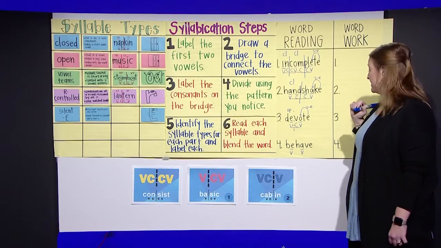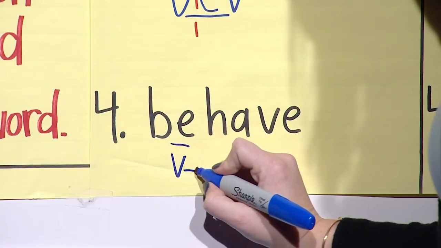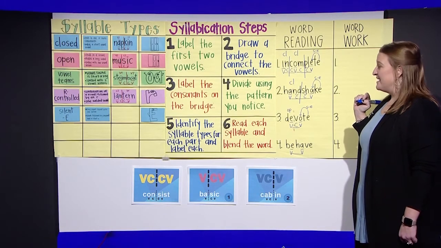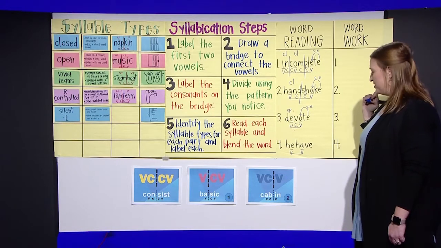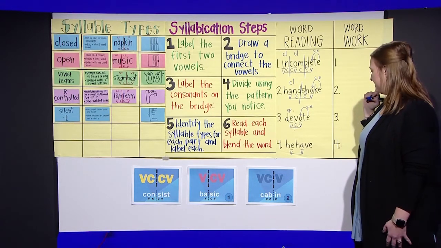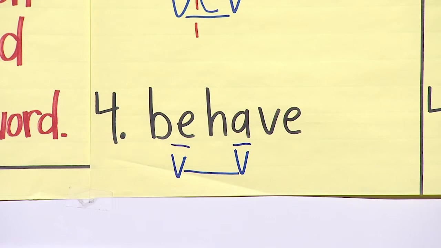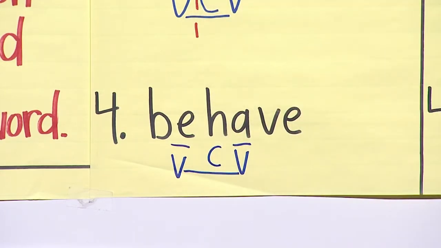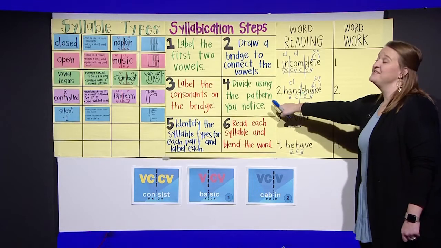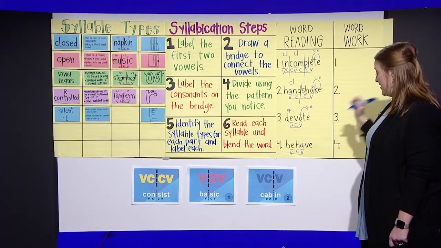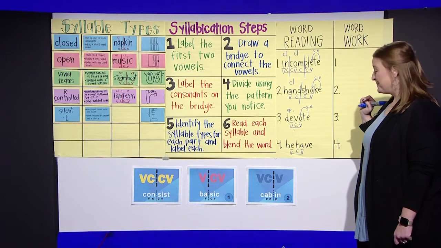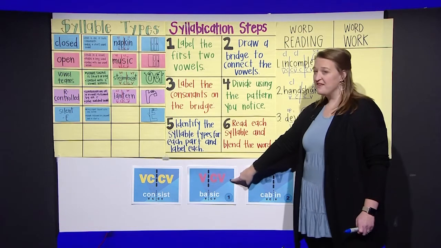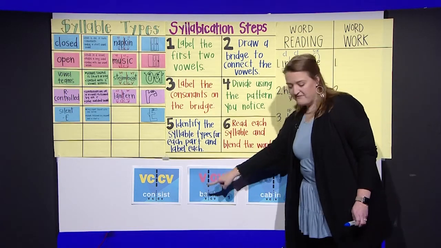Step 2, let's draw our bridge. Step 3, label the consonants on the bridge. What consonants do you see? I see H too, so we will put a C for consonant under H. We're ready for step 4. Divide using the pattern we notice. What pattern do you see? The VCV pattern. That's right. So we know we'll start with this one first and we will divide before the consonant.